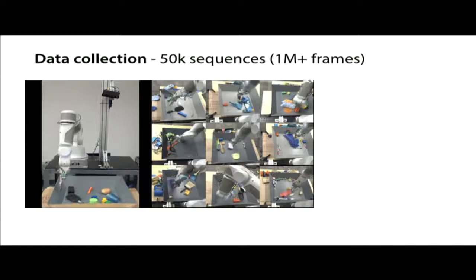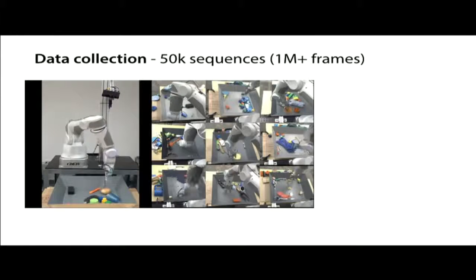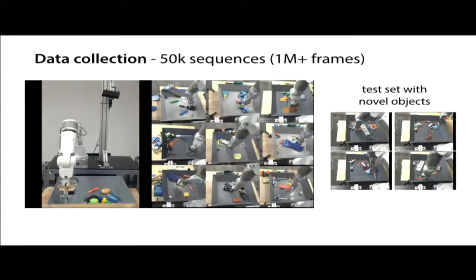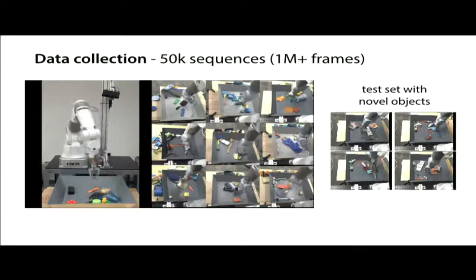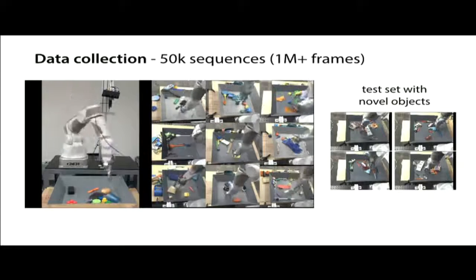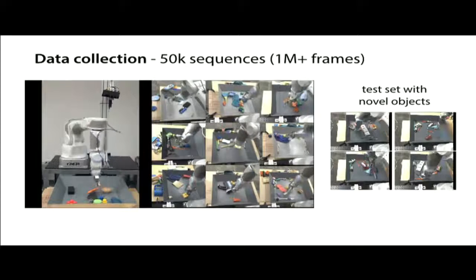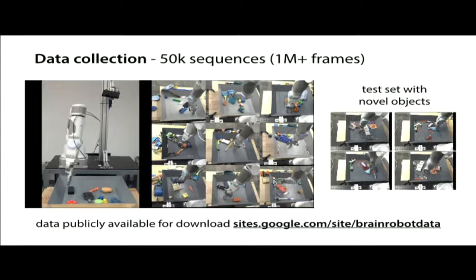And so in this paper, we collected a lot of data on an array of 10 robots at Google, and collected both a training set of videos that contain objects that were seen during training, and then we also collected a test set of novel objects that weren't seen in the training set. And the data is publicly available, and you can actually play around with it if you're interested in these sorts of video prediction models.